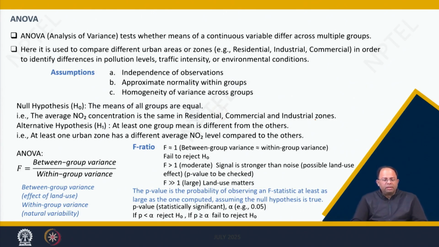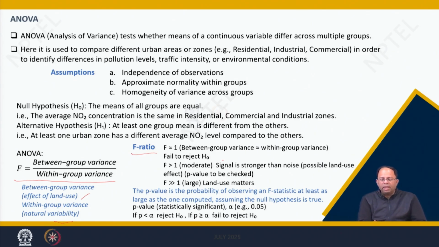So how do we do that? Of course, we don't measure the mean directly. What we do is measure the variance between the groups as well as the variance within the group. So ANOVA is measured with F equal to between group variance divided by within group variance. Now between group variance is basically the effect of land use, whereas the within group variance is the natural variability amongst the data. Once we do that, we get the F ratio.